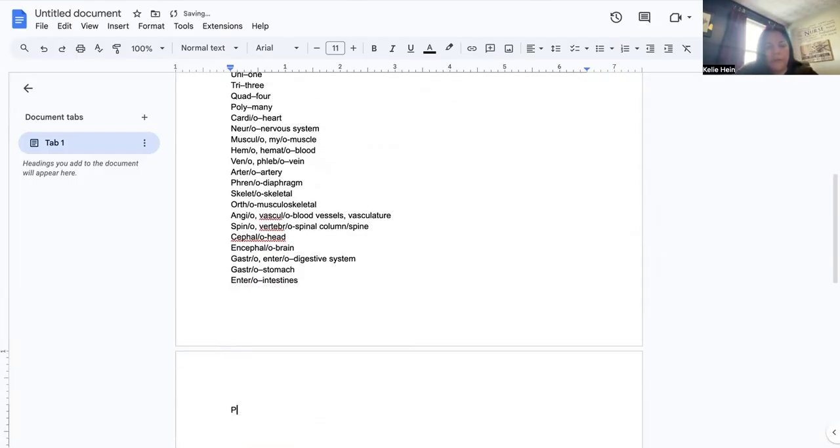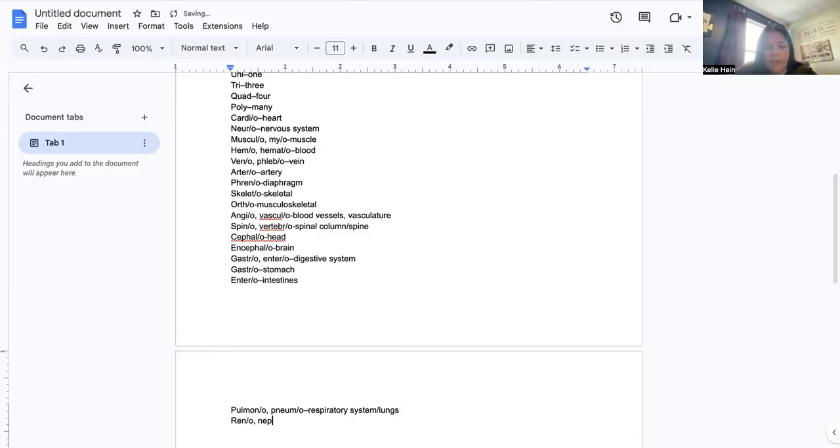Respiratory can be pulmono and or pneumo, okay? Respiratory system, your lungs, right? Okay, for the most part. If you see a pulmonologist, you're seeing a doc that specializes in lungs, respiratory system, right? If you have pneumonia, it's a lung condition, okay?